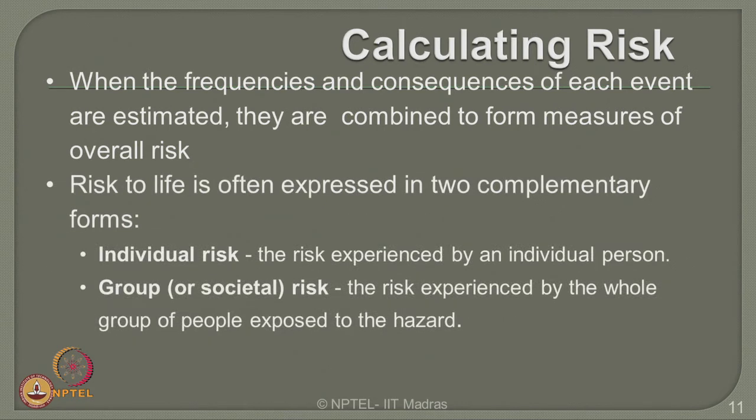Risk to life is often expressed in two complementary forms. One is what we have already seen as individual risk, which is the risk experienced by an individual person in the plant. The second is what is called group risk or societal risk. This is very important, because this is the risk experienced by the whole group of people exposed to the hazard. That includes not only people working in the plant, but also the population located around the plant.